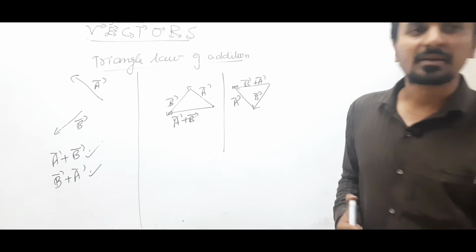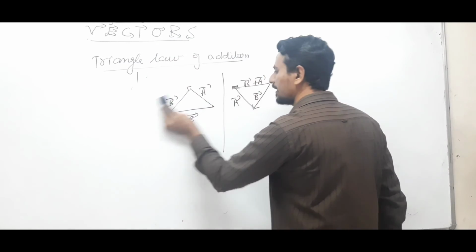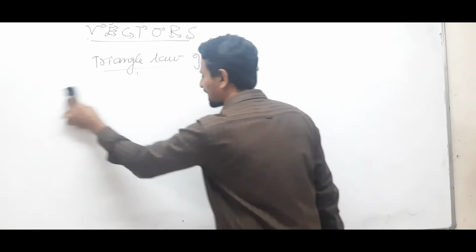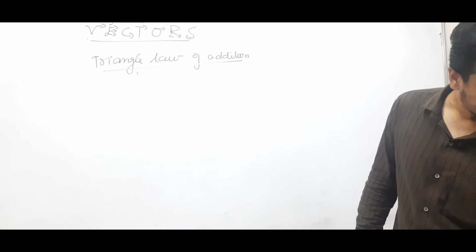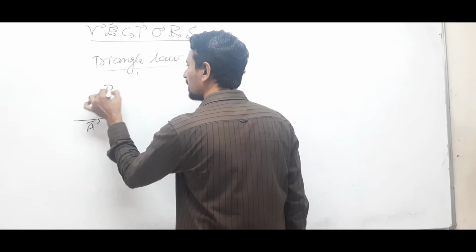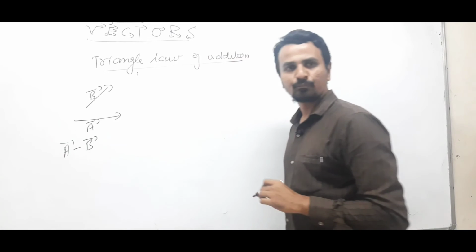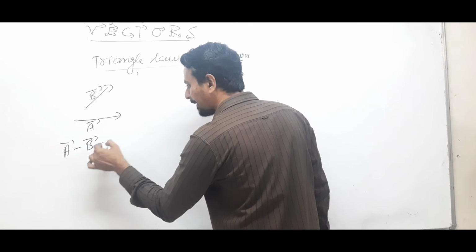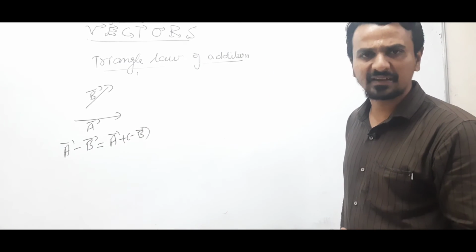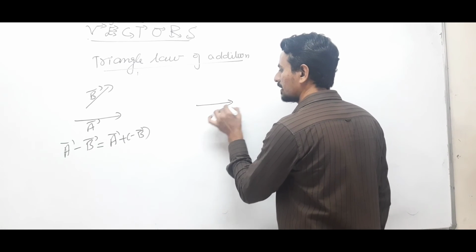Now let us see how to subtract two vectors. Subtraction of two vectors A and B. It's very easy. Suppose there are two vectors A and B, and we have been told to find A minus B. First, A minus B can be written as A plus minus B. Yes, we can write A minus B as A plus minus B. This is your vector A.